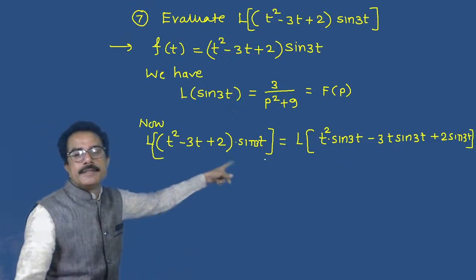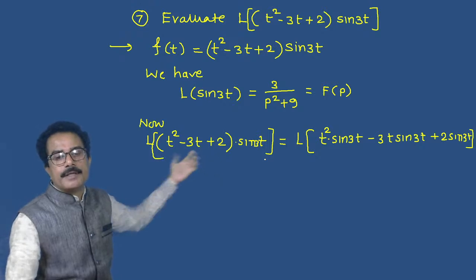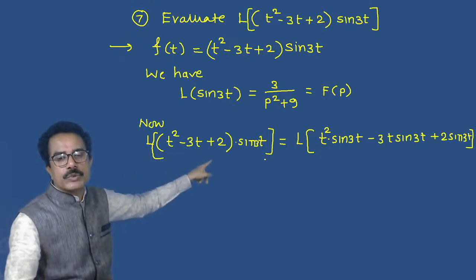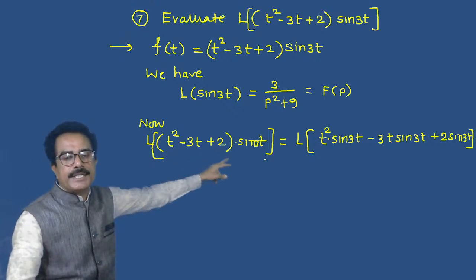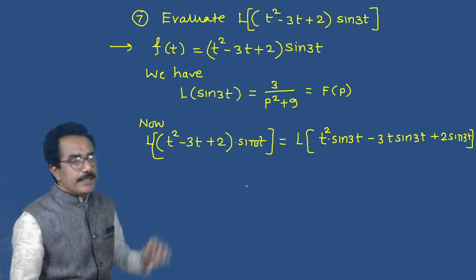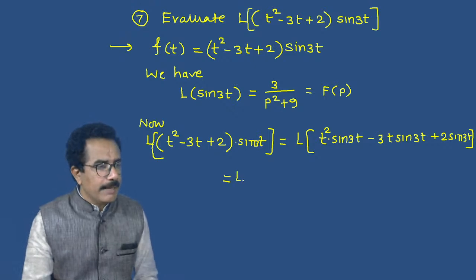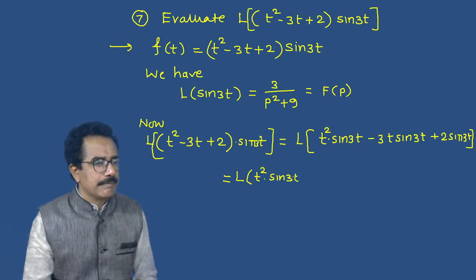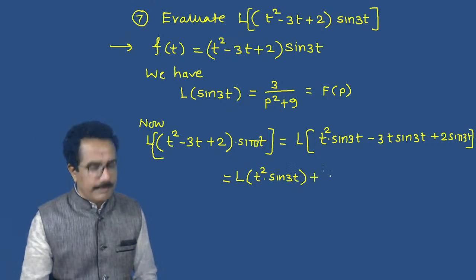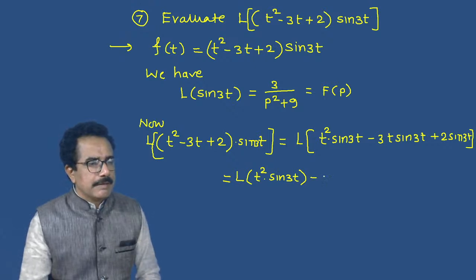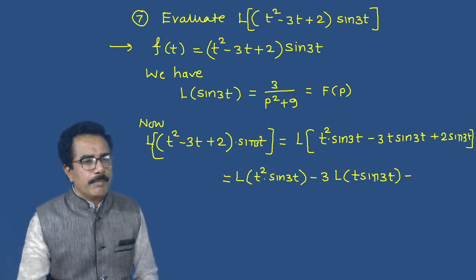That means we have multiplied by sine 3t in the bracket. That means the Laplace transformation of (t square minus 3t plus 2) into sine 3t can be written as t square sine 3t minus 3t sine 3t. So we can separate this Laplace transformation because Laplace transformation is a linear transformation. So we can write the Laplace transformation of t square into sine 3t, minus 3 as it is, the Laplace transform of t into sine 3t, plus 2 into the Laplace transformation of sine 3t.